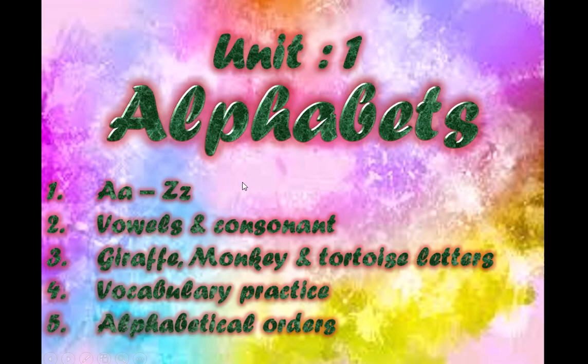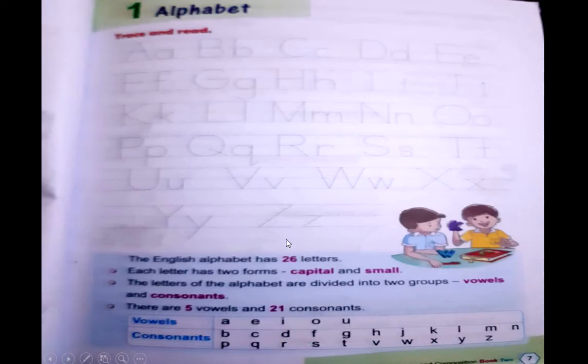In unit number 1, alphabets, we will learn about capital and small letters. We will learn about vowels and consonants. We will learn about giraffe, monkey and tortoise letters. We will do some vocabulary practice and we will arrange the words in alphabetical order. Okay, so now move on to page number 7.